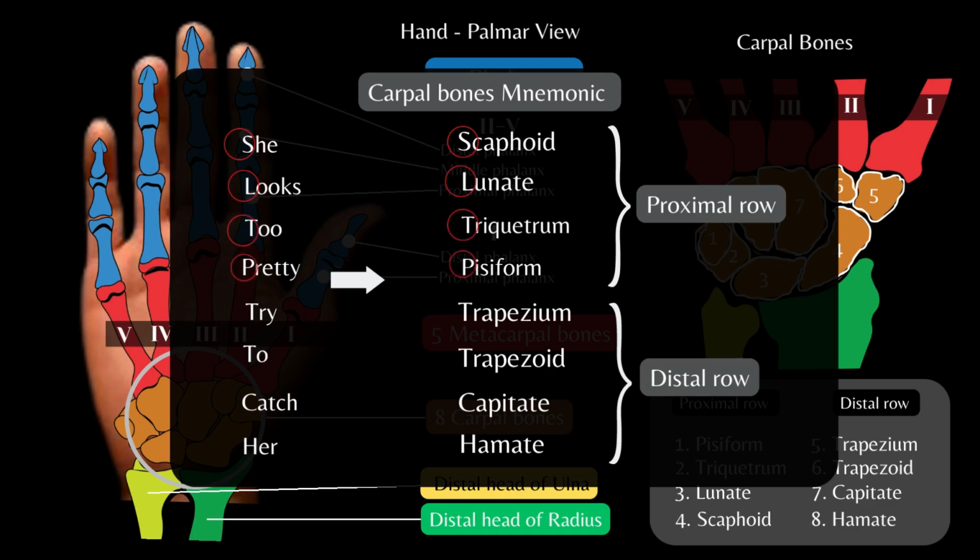On the distal row, try equals trapezium. The word to equals trapezoid. The word catch corresponds to the capitate bone, and finally the word her represents the hamate bone.